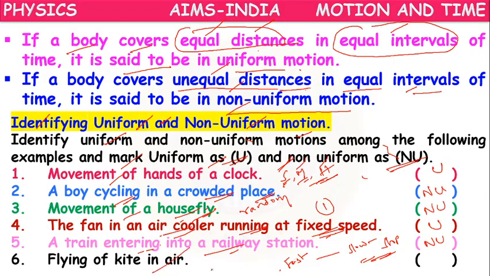Flying of a kite in air is also non-uniform because it depends on the wind. If the wind flows in one direction and the kite is also going in that direction, it will move fast. If we are flying it opposite to the wind, it will move slow. In this way, we can identify the motions as uniform and non-uniform.